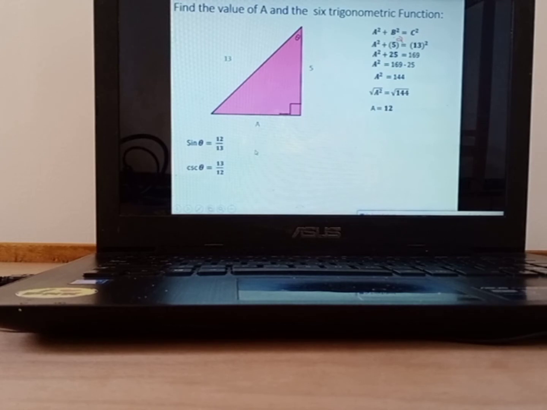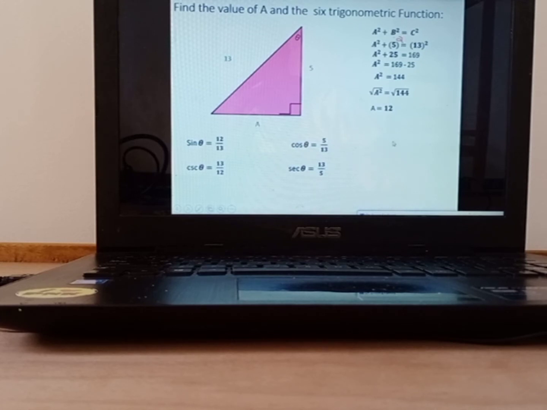Next, for our cosine theta, we have cosine theta is adjacent over hypotenuse. Adjacent is 5 and our hypotenuse is 13. Therefore, cosine theta is equal to 5 over 13. And then, to get our secant theta, we get the inverse of our cosine theta, which is 13 over 5.